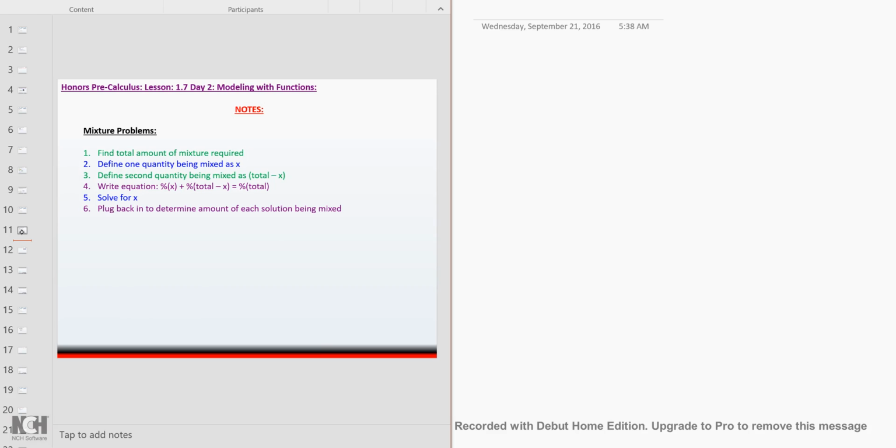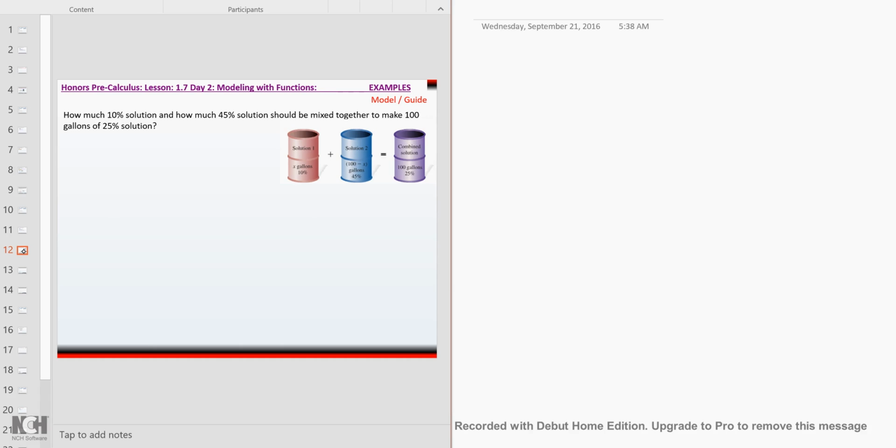Mixture problems. If you're trying to find the total amount of mixture required, define one quantity being mixed as x, define the second one being mixed as how much ever total you have minus x. Then you're going to write your equation. The percent of the first amount plus the percent of the second amount has to equal the percent of the total. And then we're going to solve it for x.